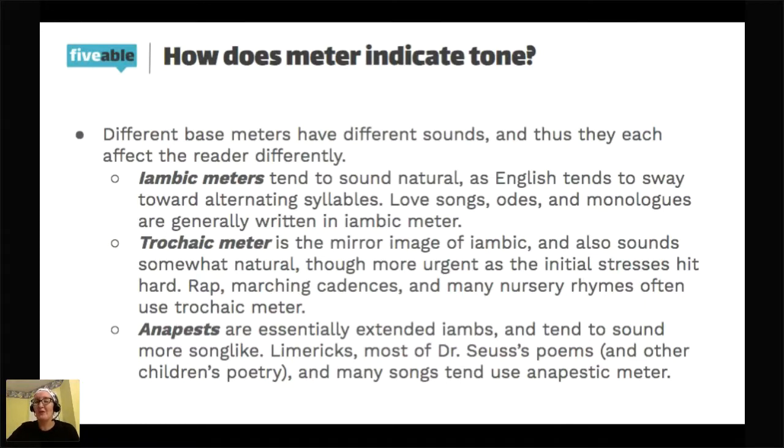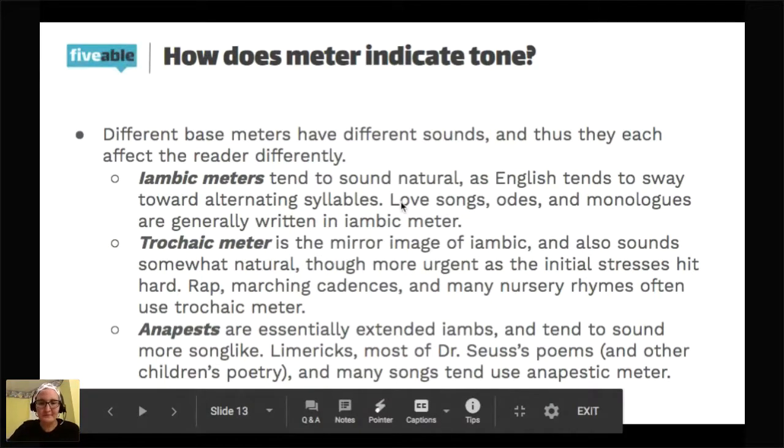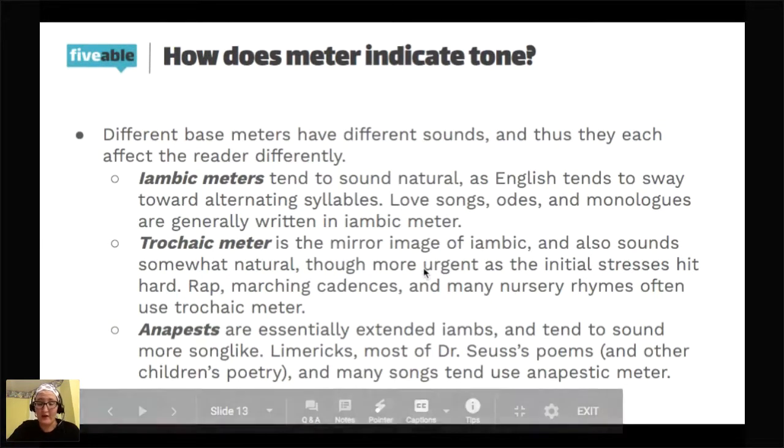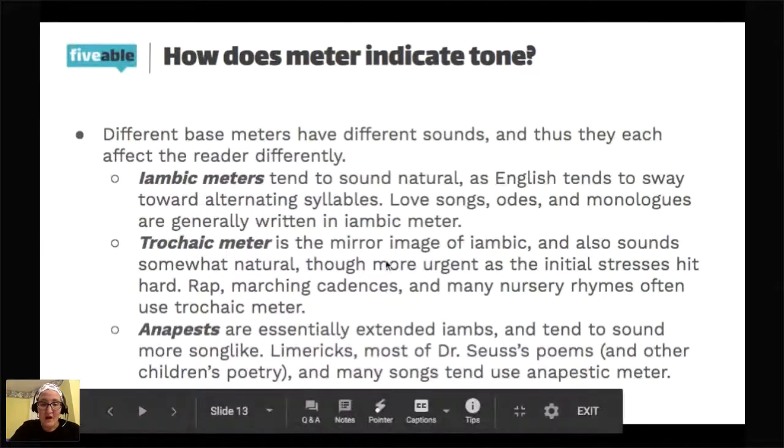Actually, I would love to go back and scan Carly Rae Jepsen to see if hers is written more anapestically than iambic. Extra credit for anyone who actually does that. Just kidding, I don't give any extra credit, but I'll give you proverbial candy or something. But a lot of lighthearted stuff, like limericks, most of Dr. Seuss's poems, a lot of songs are written in anapestic just to create that song-like feel.